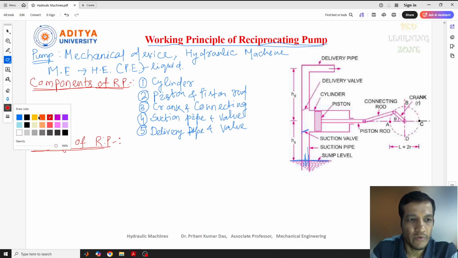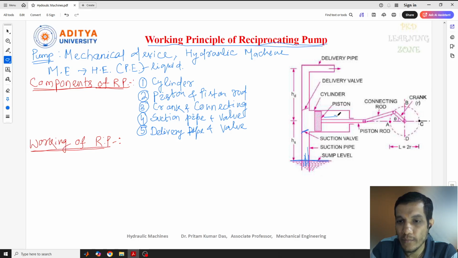This is the reciprocating pump, which consists of a number of components that I told you about. As I told you, the piston moves in the forward and backward direction. This is the closed cylinder in which the piston moves. The piston is fitted into the cylinder and connected with the piston rod, which is connected to the crank with the help of the connecting rod.